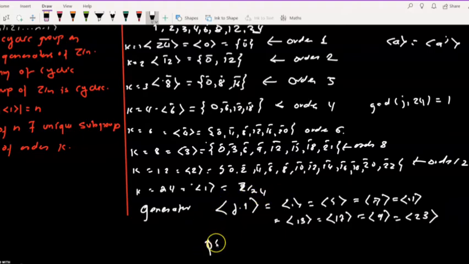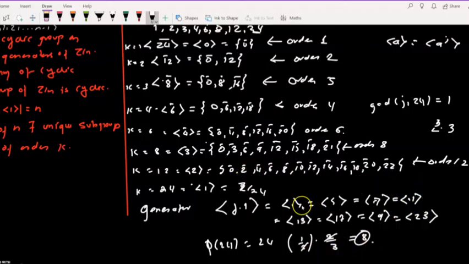You can just check that phi of 24 would be nothing but... 24 would be 2 cubed times 3. So this would be 24 times (1 minus 1/2) times (1 minus 1/3). If I look at what phi of 24 is by the formula, this would be 2 by 3. So 2 gets cancelled, and what we have is 8. We'll have exactly 8 generators, and these are the generators of this group.